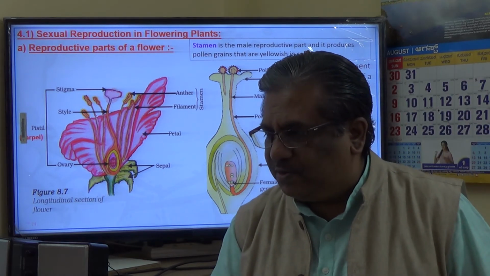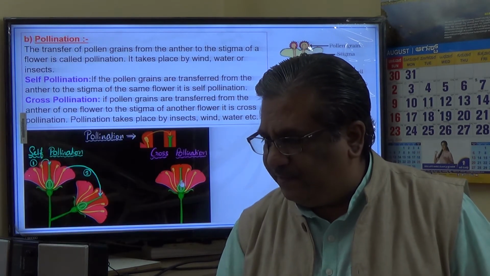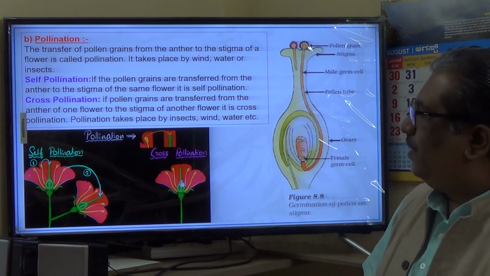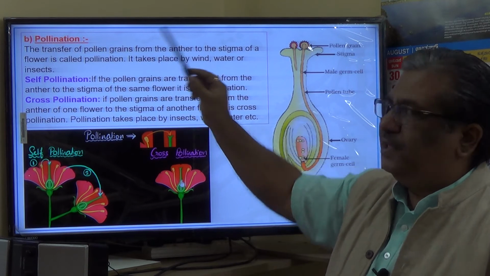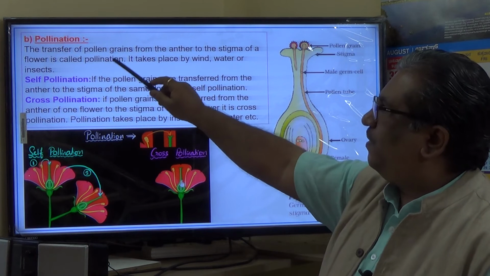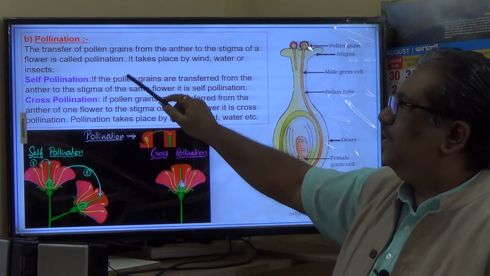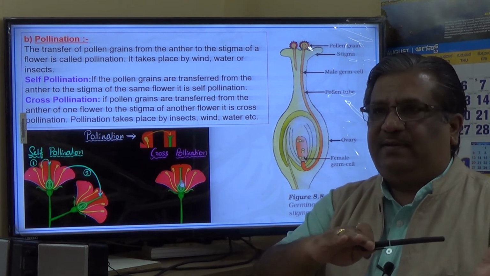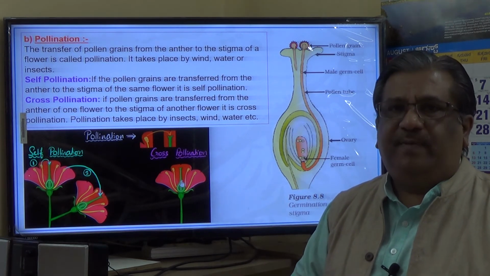So the first part, we have understood the reproductive parts of the flower. Next, let us see pollination. What is pollination? The transfer of pollen grains, nothing but male gametes, from the anther to the stigma of a flower is called pollination. That means male gametes are to be transferred to the stigma, which is the sticky portion, the female reproductive part.